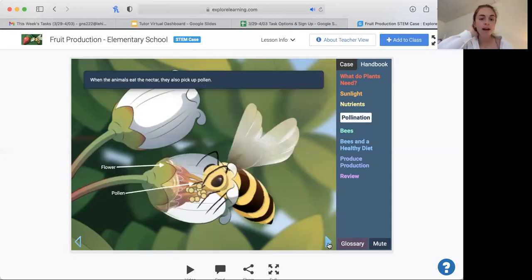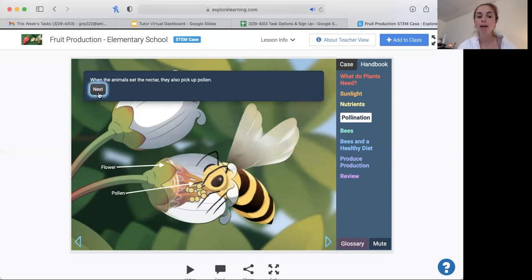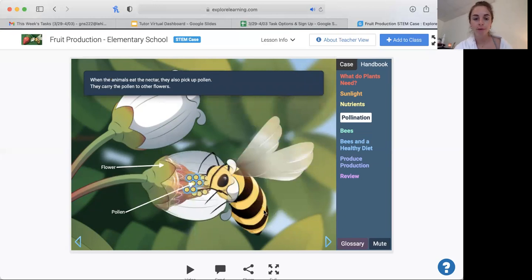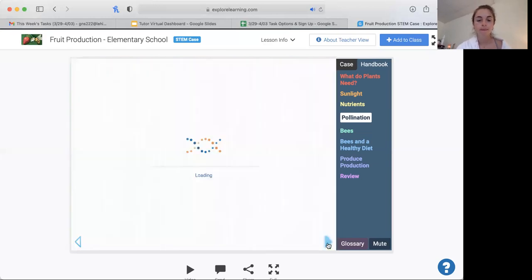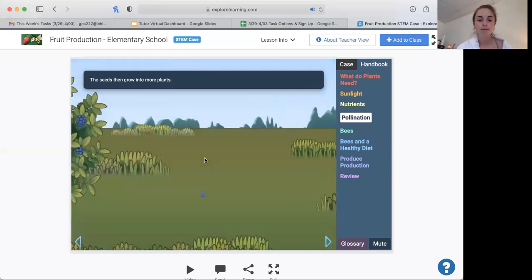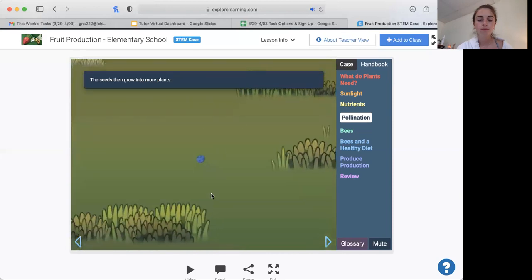When the animals eat the nectar, they also pick up pollen. They carry the pollen to other flowers. The seeds then grow into more plants. This is a blueberry with seeds.